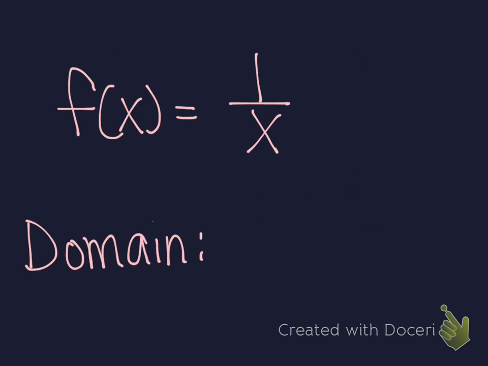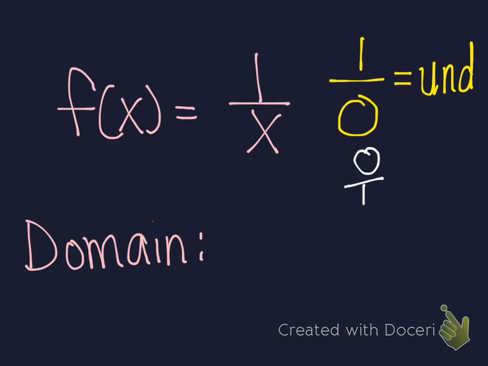Let's try another example. So now we have a fraction. Now there are values that might result in this being undefined. And in fact, 1/0 is undefined. Not to be confused with, let me do it in a different color, 0/1, which is just 0.